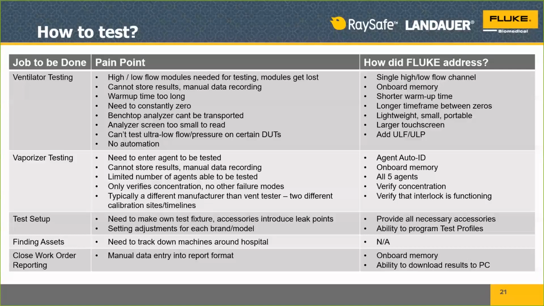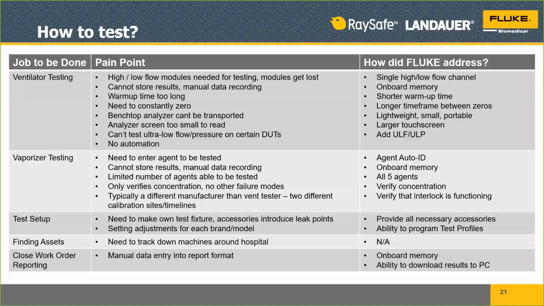You want something that's legible, right? You want to be able to test ultra-low flow and ultra-low pressure, and you're looking for all that and more when doing vaporizer testing. You want to be able to test all 5 agents, and you want automatic agent identification. You need that onboard ID, but you also want to test more than just concentration, because that interlock system can be failing too, so you'd like to see 2 gases at the same time. And again, test setup is a huge pain point. Being able to set up a test profile that automatically loads all the units, concentration modes, and everything you need, and then just load it, hook up your inspiratory and expiratory outlets, and get running, is a huge time saver.